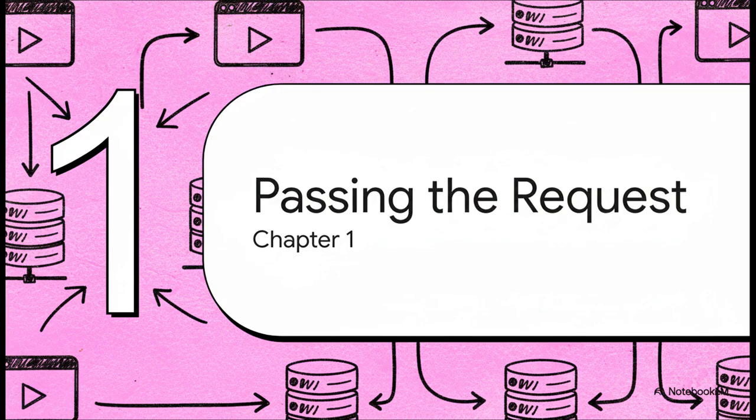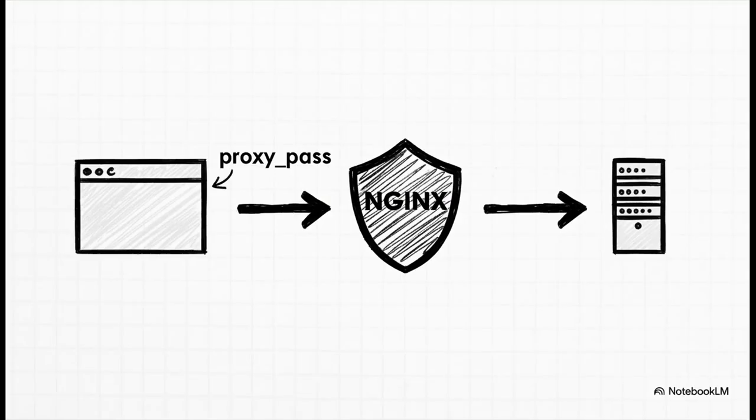We're going to start with Chapter 1, passing the request. This is the absolute basics, the most fundamental job a proxy has to do. The entire journey starts with just one single directive: proxy_pass. Seriously, this one line is the beating heart of the whole thing. It's you telling NGINX, hey, see that request? Yeah, that one. I want you to pass it along to this server over here. It is, quite literally, what makes a proxy a proxy.